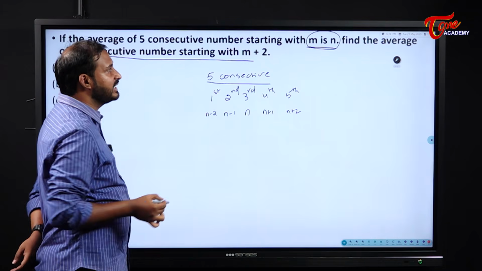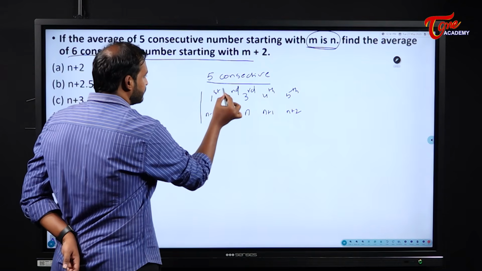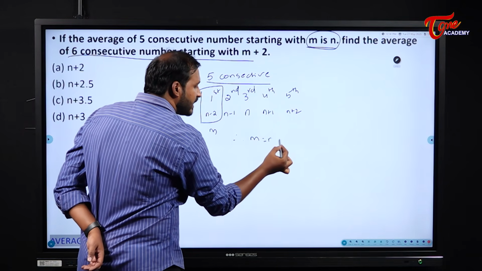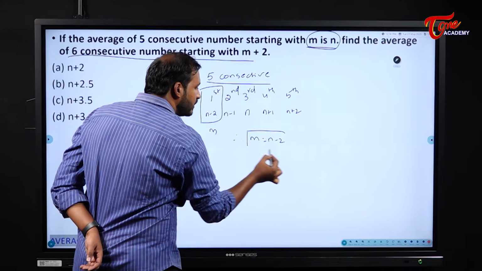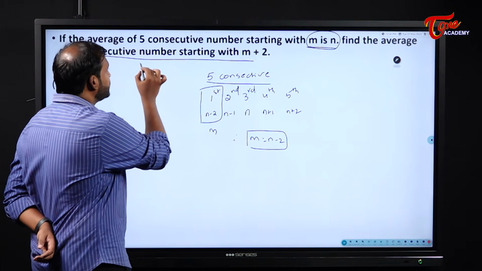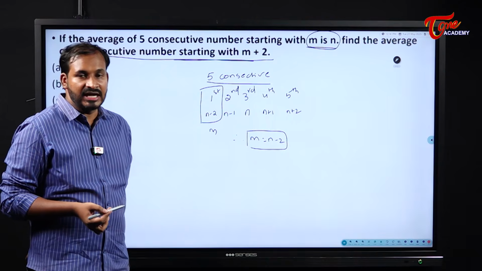And very clearly they are telling that the first term is m. That means the same first term according to the question is m. Therefore, I can say m is equal to n minus 2. Okay, this is the relation. Next, find the average of 6 consecutive numbers starting with m plus 2.